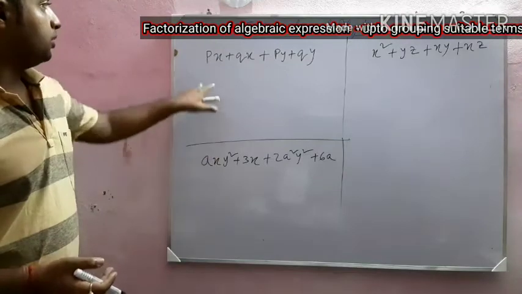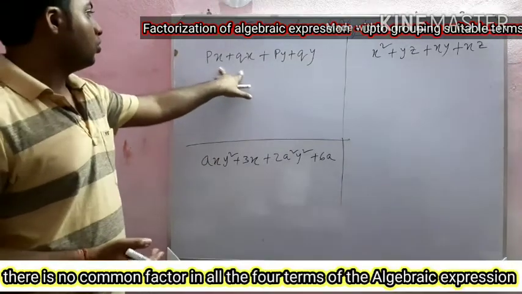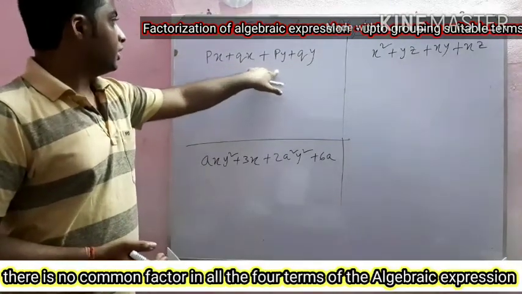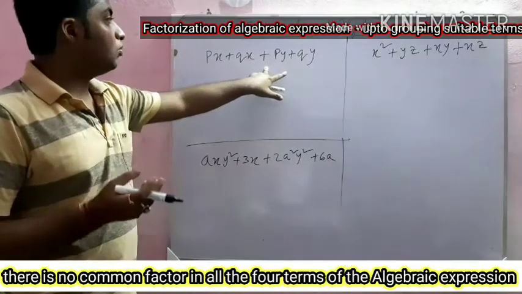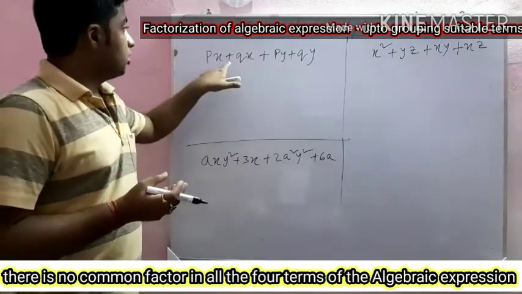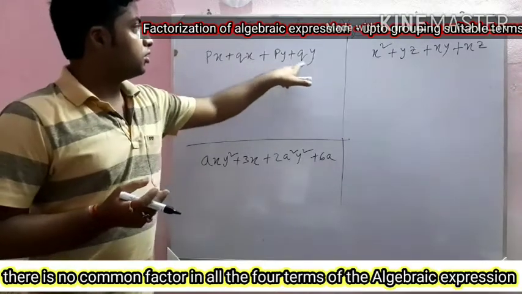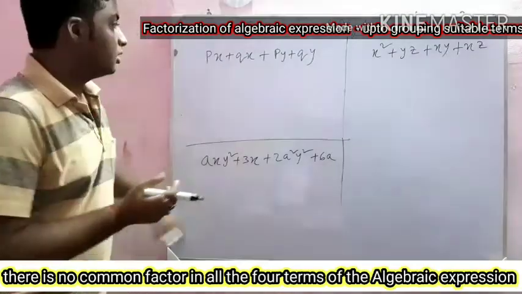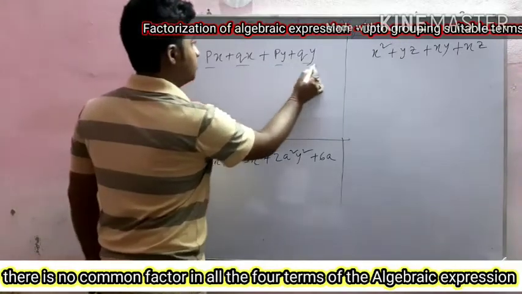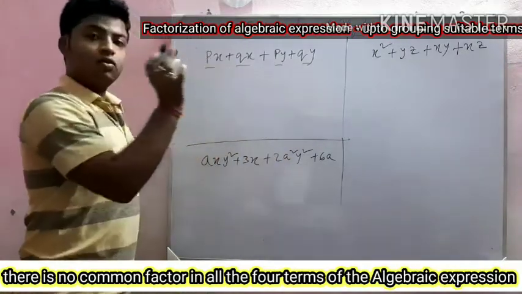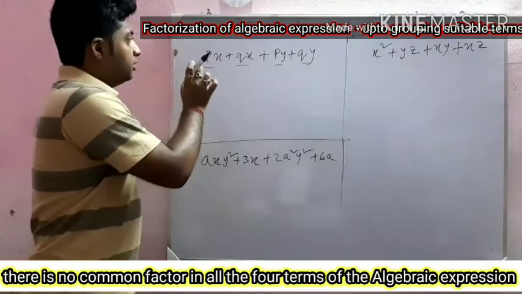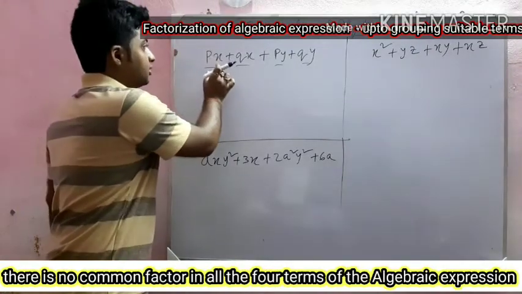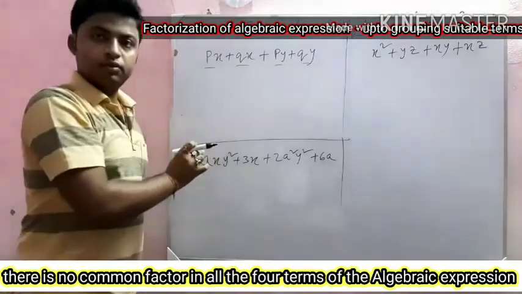See properly, there are no common terms in each term. You cannot find a single common term from the 4 terms in this expression. How many terms are there? 1, 2, 3, 4. Is there any single common term which remains in the 4 terms? No, right?